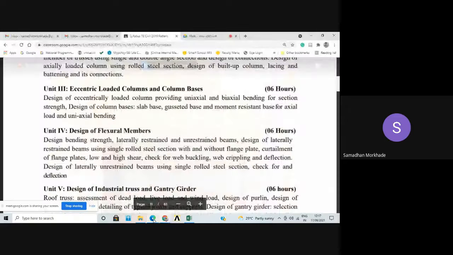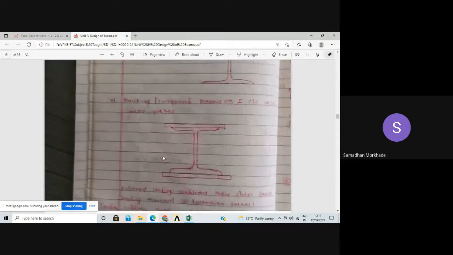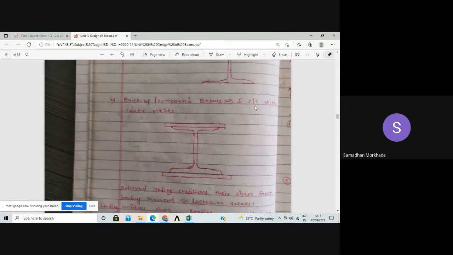Beams can be further classified into two types. A simple beam is made up of readily available I sections. You have the points in the syllabus, with and without flange plates. So if you are using a single rolled steel section, then it is a simple beam, made of readily available I sections. Sometimes it is a built-up or compound beam. It means an I section with cover plates.